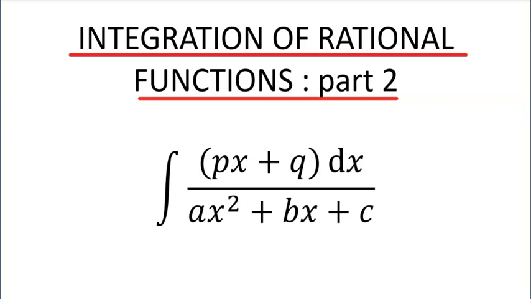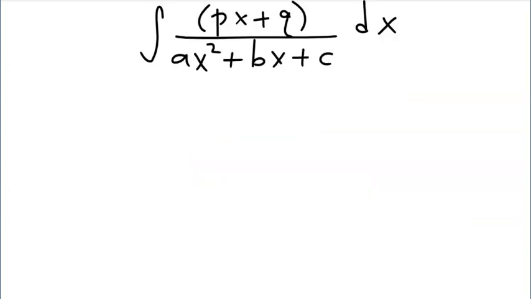In this video, we shall look at the integration of another type of rational functions with quadratic denominator. As you can see, the numerator consists of a linear function, px plus q. So how shall we integrate this? This type of integral is always reduced to two simpler integrals by the following substitution.